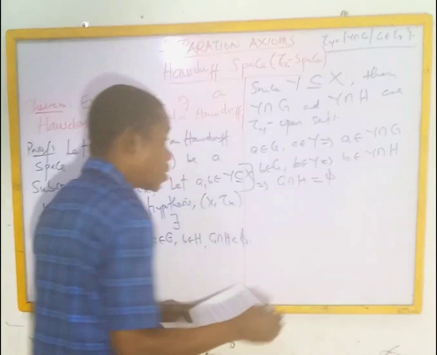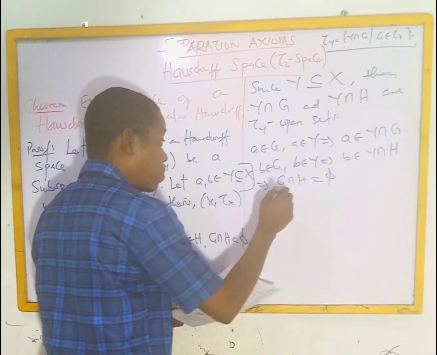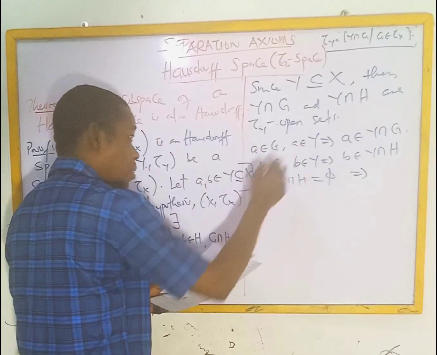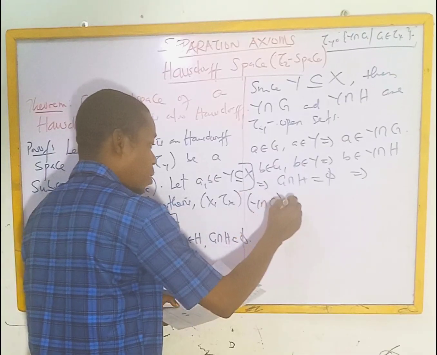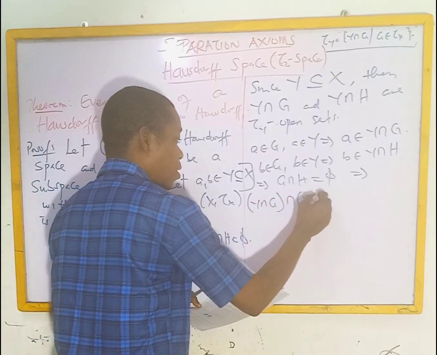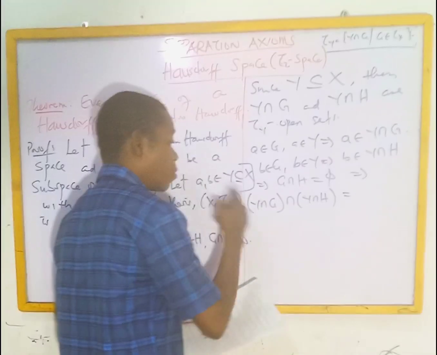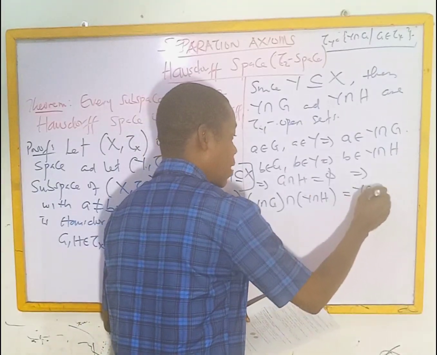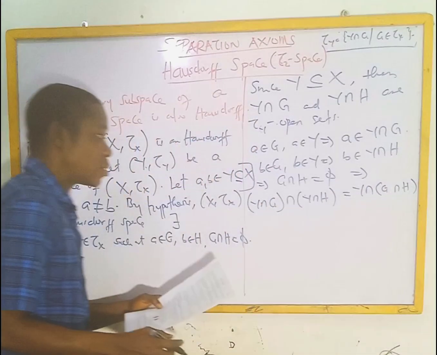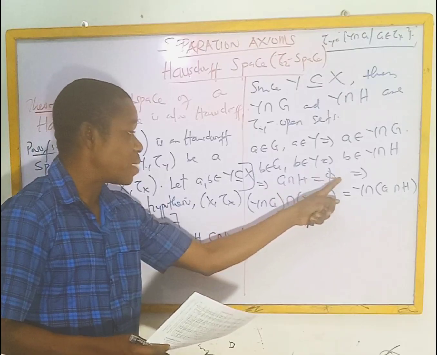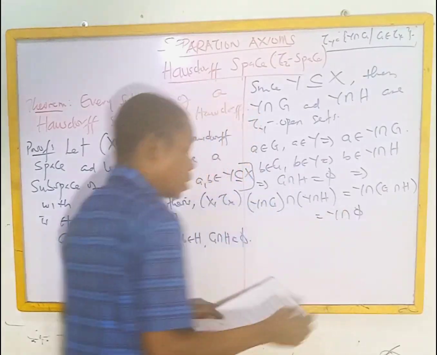It will be empty, but I can now write this as Y intersection G, intersection Y intersection H. Can you see that? So I'll now write this new property of intersection, that is Y intersection what? G intersection H. Can you see that? And we know that G intersection H is what? An empty set. So which leads us to Y intersection empty set.